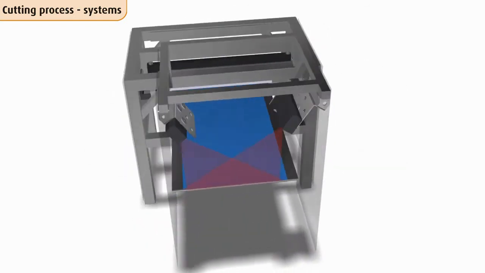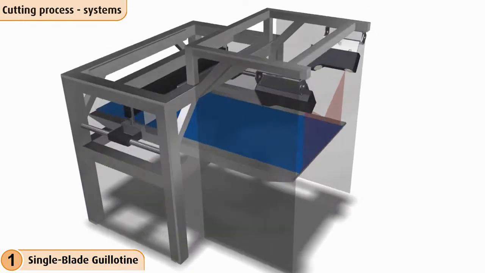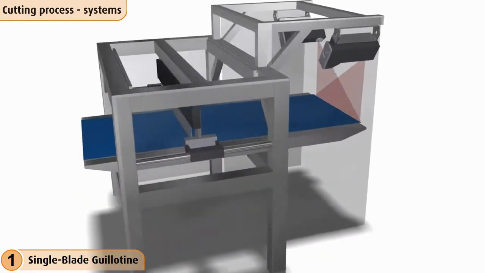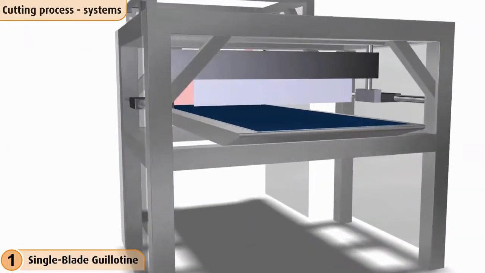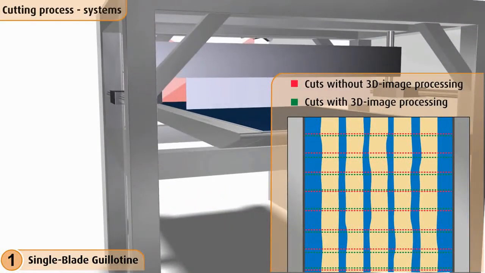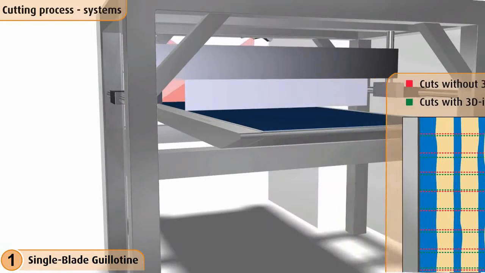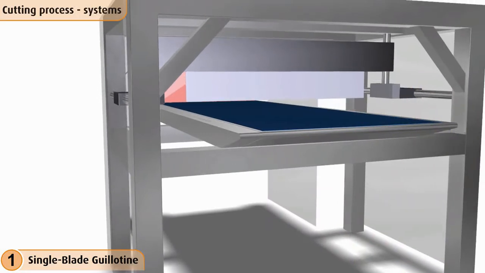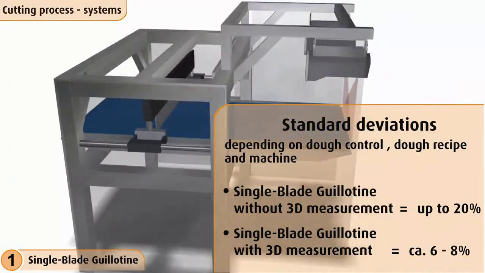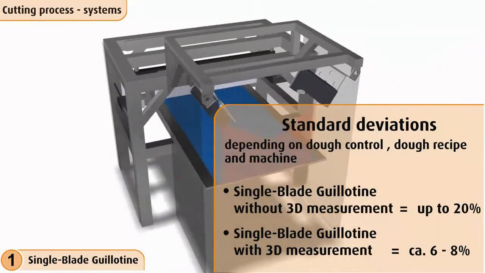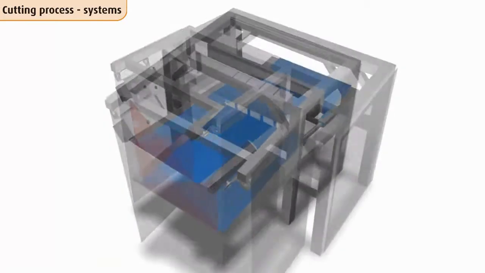With the upstream 3D image processing system, the conventional guillotine achieves a much higher weight precision than systems without 3D measurement. The control system calculates the ideal cut with the help of mathematical algorithms. Standard deviations in product weights depending on dough control, dough recipe and machine are up to 20% without 3D measurement and about 6 to 8% with 3D measurement.